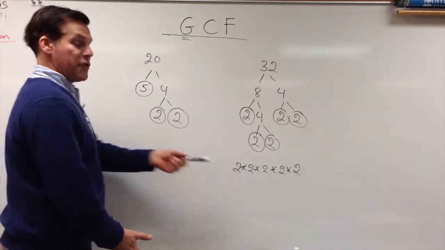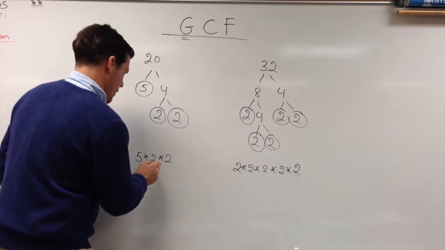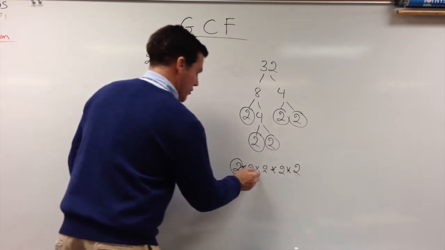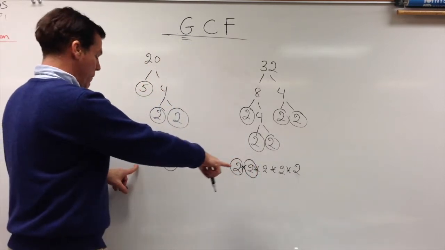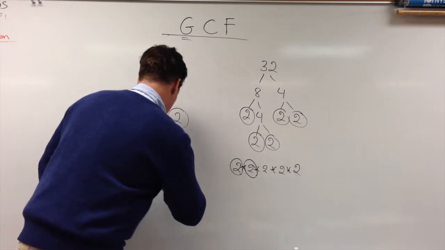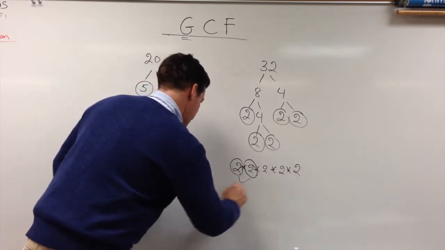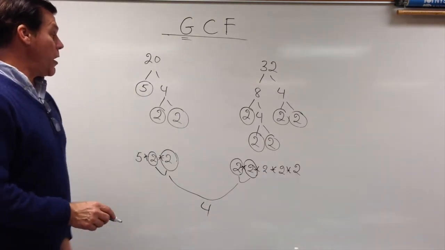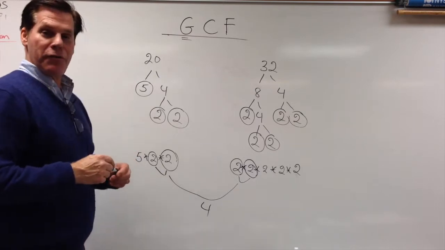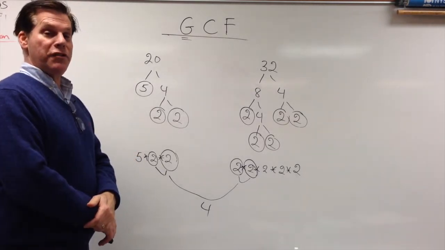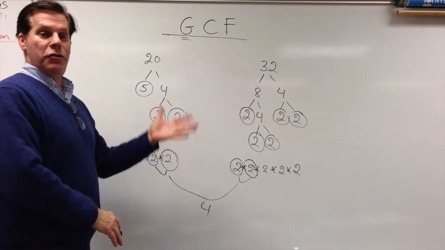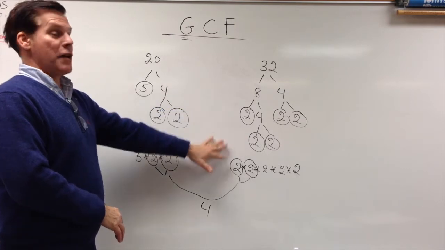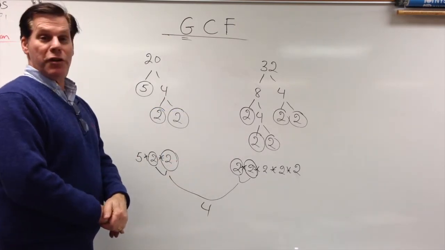So I'm going to see what do they have in common. This 2 matches up with a 2 over here. This 2 matches up with a 2 over here. There are no 5s, so because of this, the greatest common factor for both of these numbers is 4. That is the greatest common factor. Okay? So hopefully, I'm going to put up one more example, and then you go ahead and do the prime factorization and see if you can figure out what the greatest common factor is.